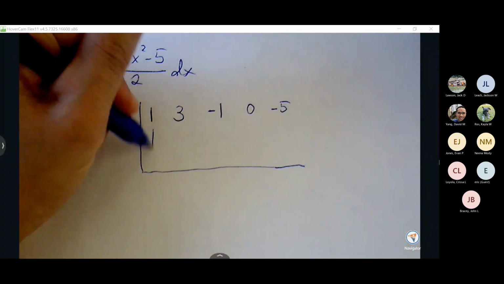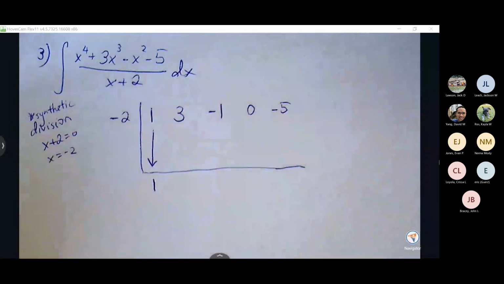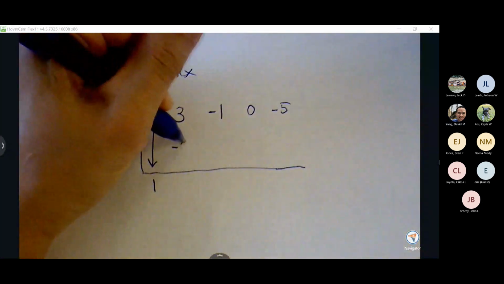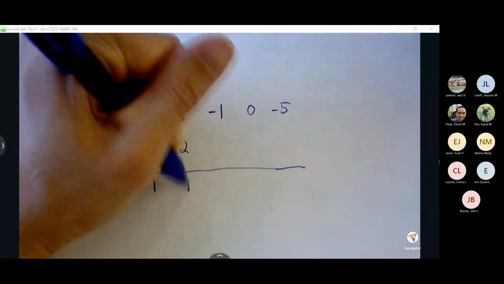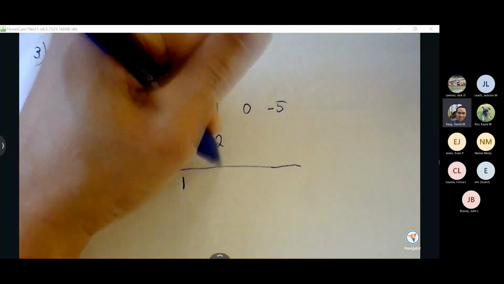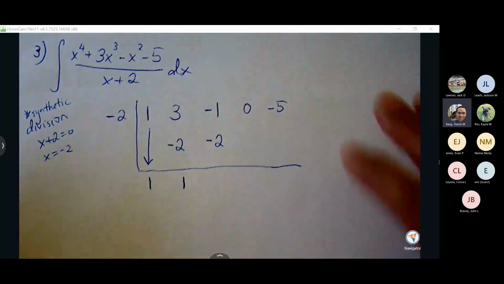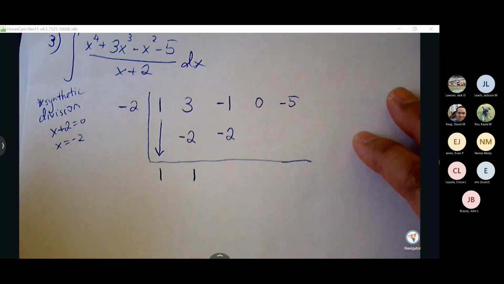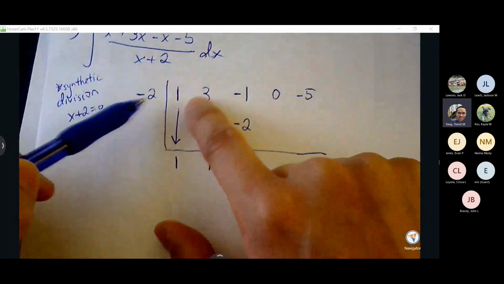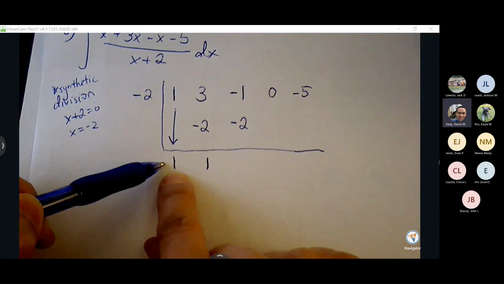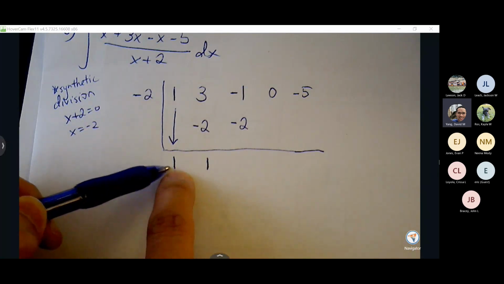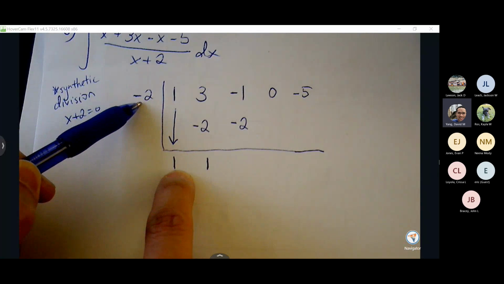Bring down the 1 first, and multiply. Synthetic division. Right, so we took the negative 2 out. We bring the 1 down. Always bring the first number down below the line, okay? And then you multiply with the number outside of it.